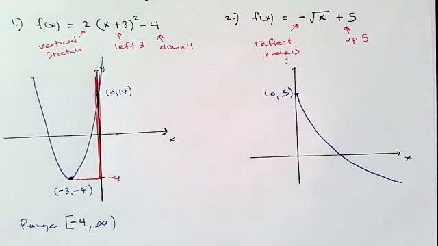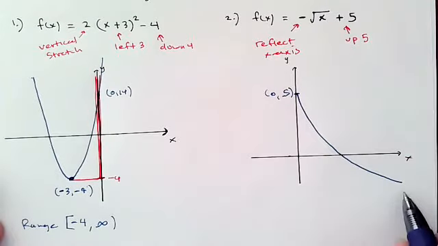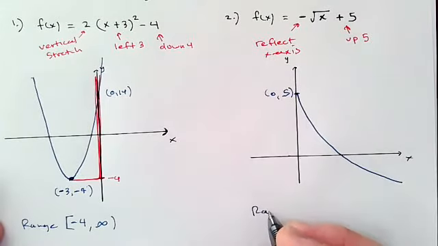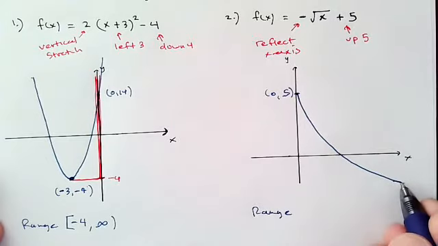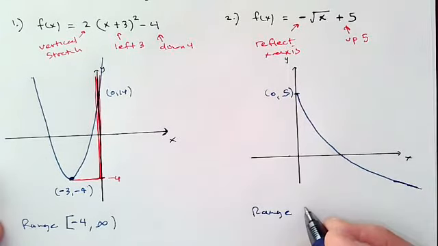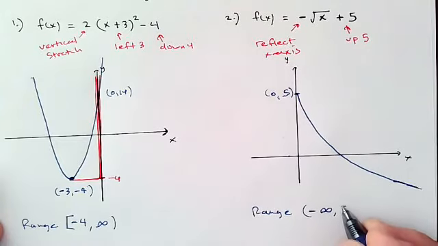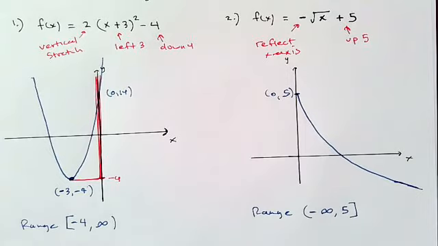So in terms of the range, we always go from smallest to greatest. So how low will this thing go? It keeps going down forever. So my lowest y value will be negative infinity, and then my highest y value is right when it started, which was at 5, including the 5.